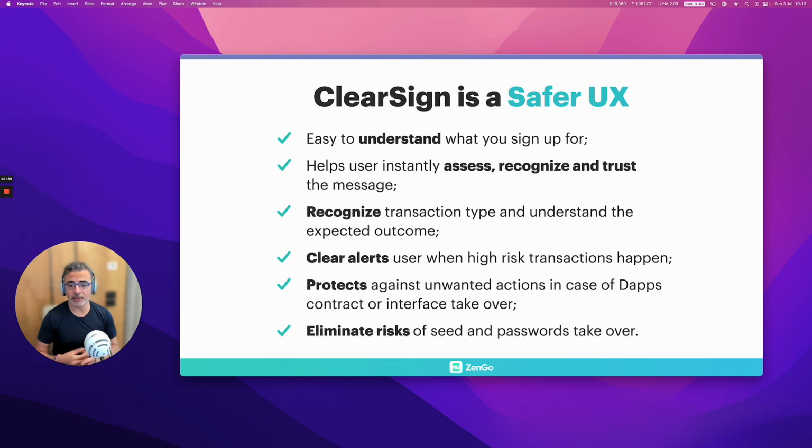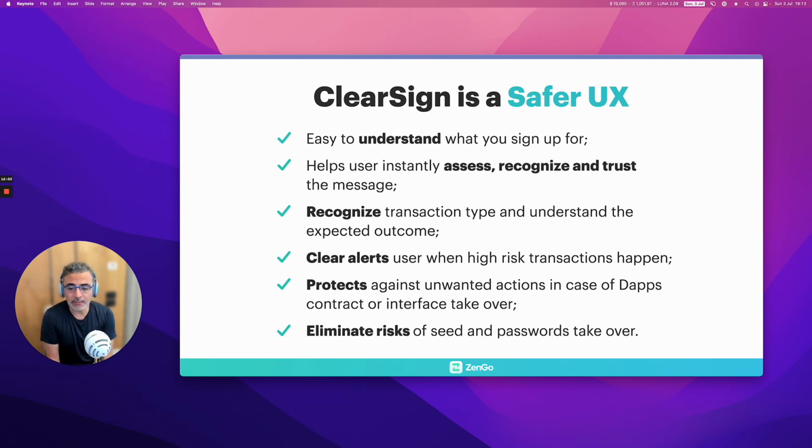It recognizes the type of transaction that you are about to interact with. It will create and trigger an alert if you are exposed to a high-risk transaction. It will protect you against unwanted actions in case of Dapp contracts and interface takeover, right? So that you are not going to simply give permission to an app that wants to take all your crypto if that was not expected.